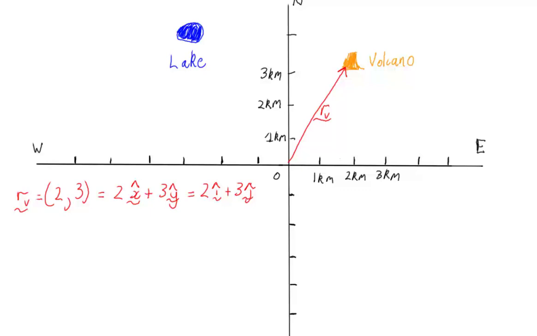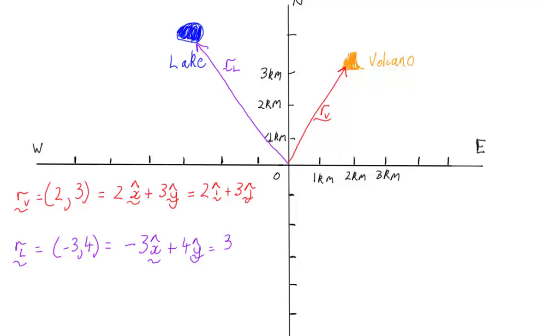It's also possible to have negative coordinates. So the position of the lake on this map is (-3, 4). So the vector is -3 x-hat plus 4 y-hat. Now you should have learned what a vector is, how it can be represented as an arrow, and how to write down its components.